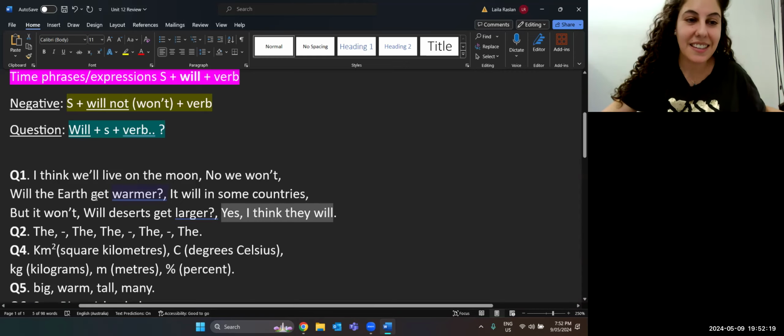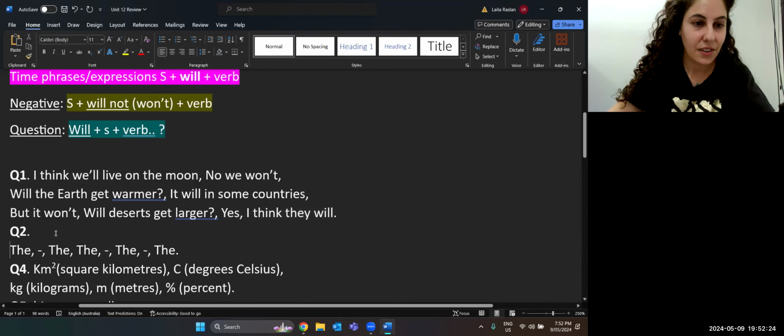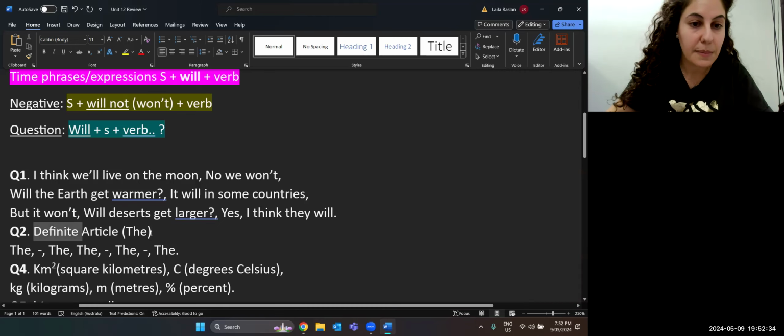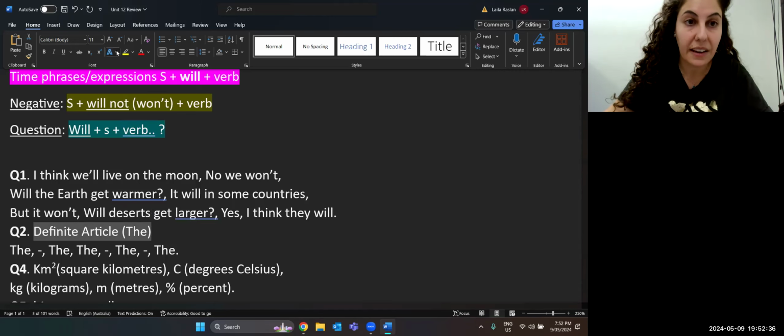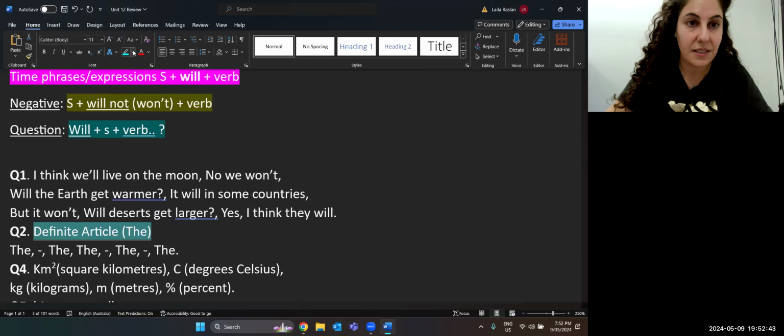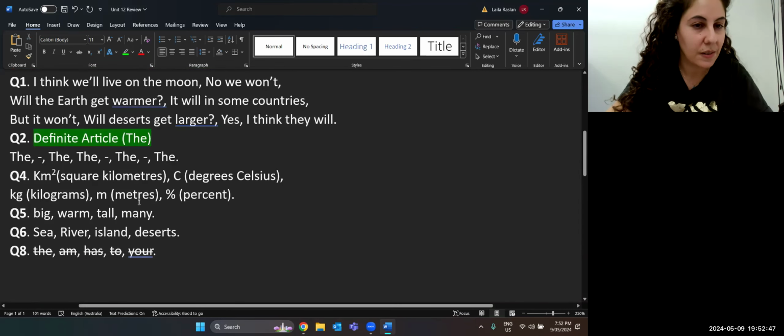Okay, let's talk about the definite article, the. So it's called the definite article, and it's the word the. Sometimes we need to use this with some nouns, and sometimes we don't use it with nouns. So how do I know when to use it?